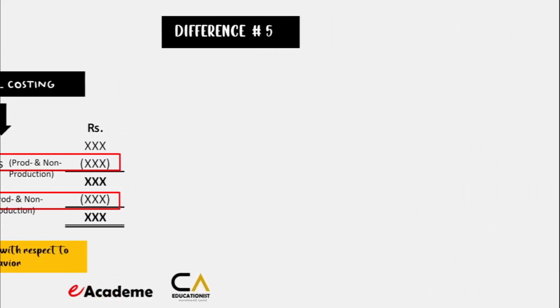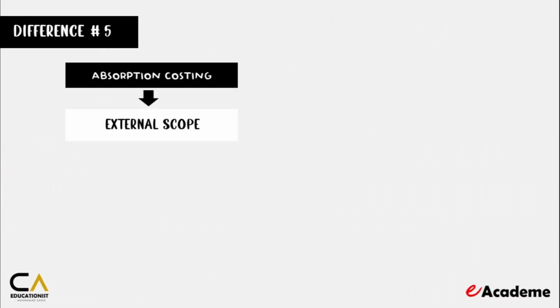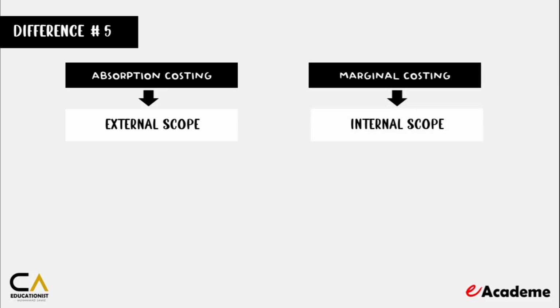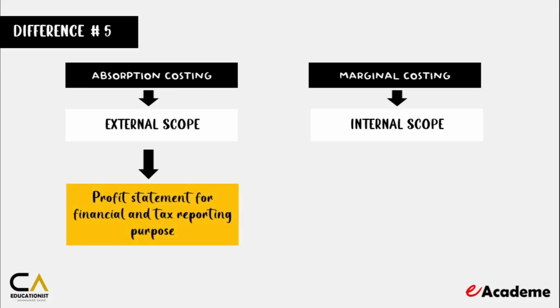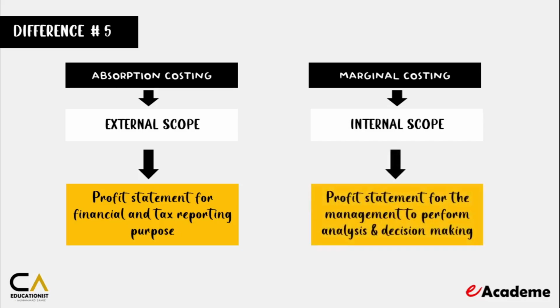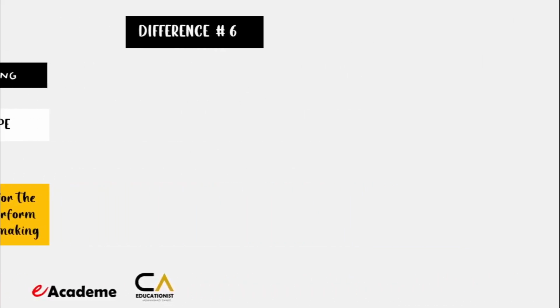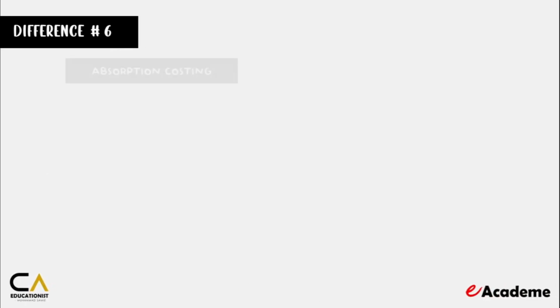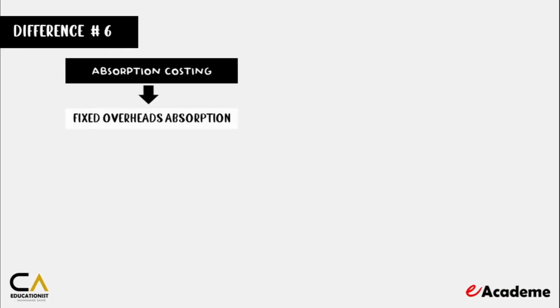The next difference is that the scope of absorption costing is external, whereas the scope of marginal costing is internal, which means absorption costing is used to prepare profit statement for financial and tax reporting purpose. On the other hand, marginal costing is used to prepare profit statement for the management to perform internal analysis and take different business decisions.